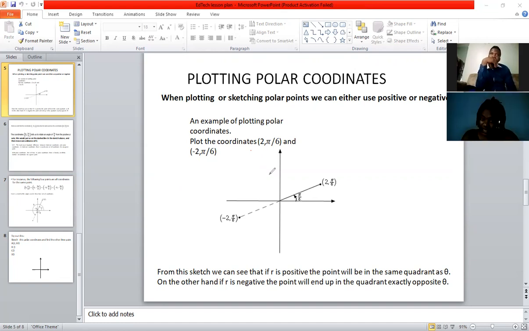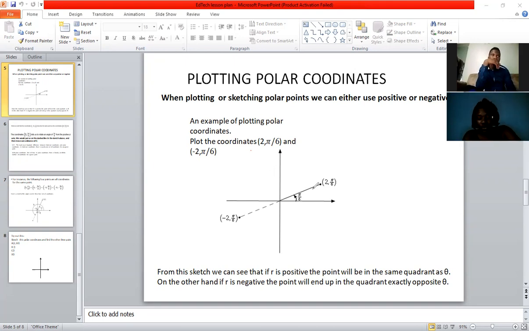An example of plotting polar coordinates is this one that I've given you here. We are asked to plot 2, pi out of 6 and negative 2, 2 pi out of 6. Now pi out of 6 is 30. For us, we shall bring back the radian part after we are finished with everything, because we are not well versed with anything yet.